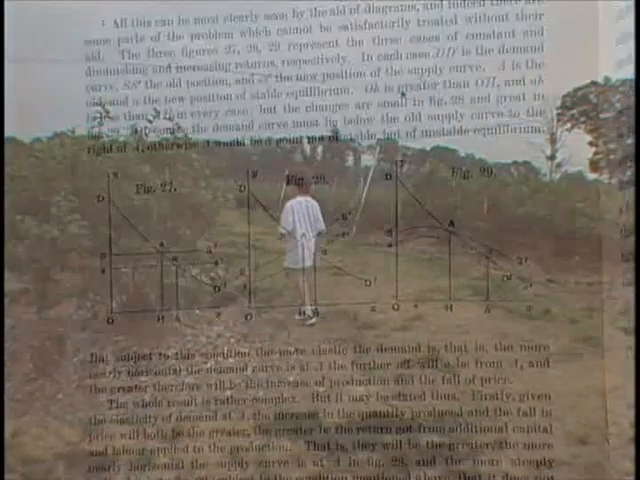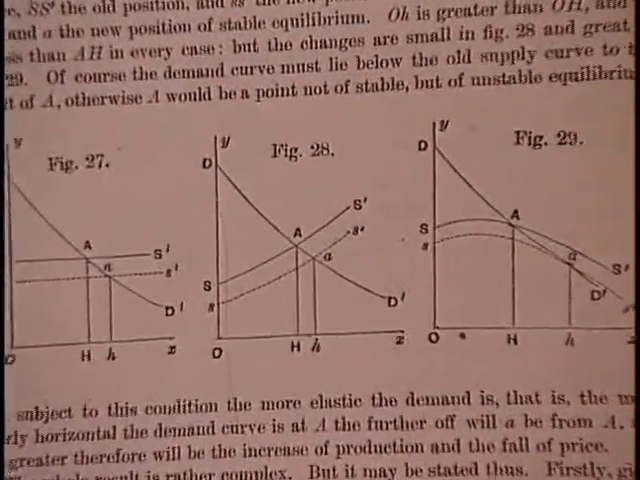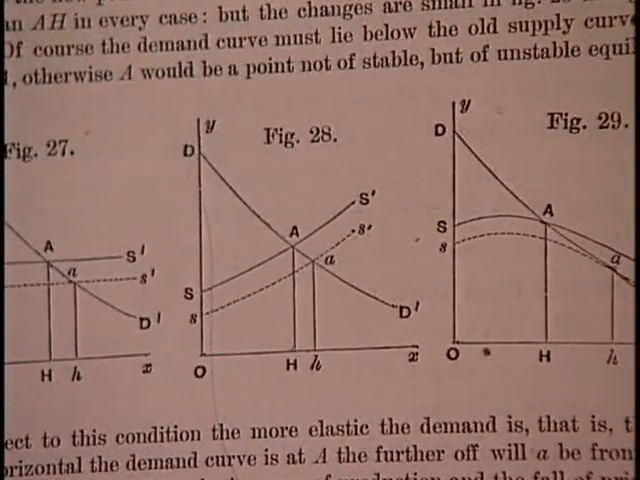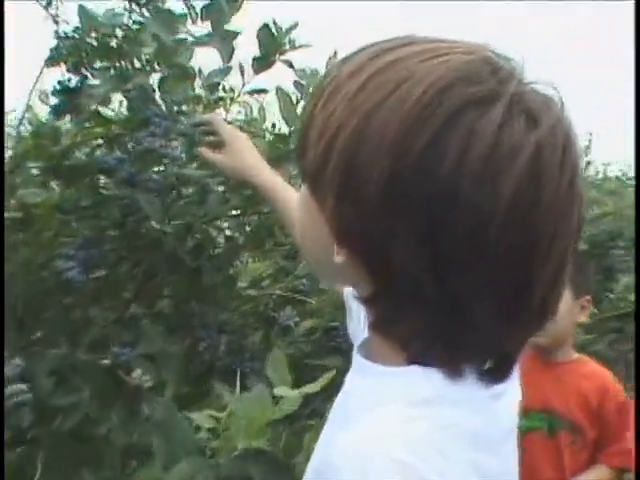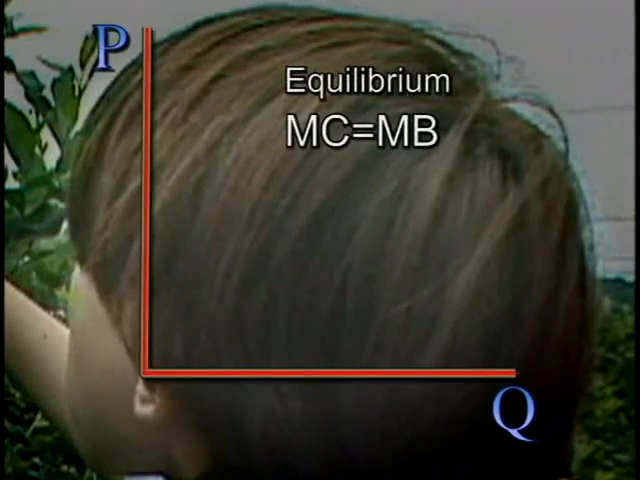Now, Marshall's book was also famous for introducing the graphs of economics like supply and demand. And indeed, we can explain what's happening inside the berry picker's head with just such a picture. Equilibrium is often written in economics as MC equals MB. Marginal cost equals marginal benefit.